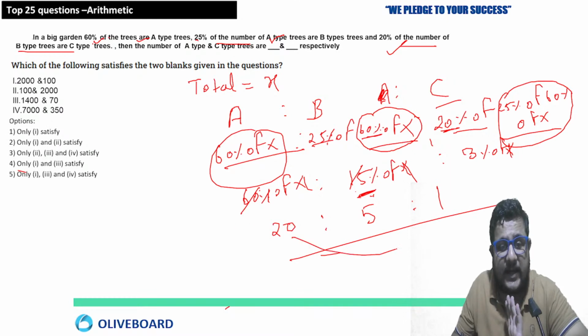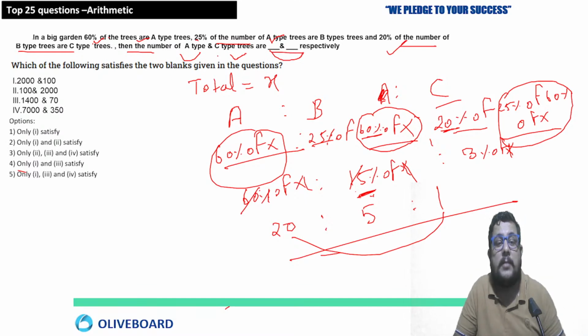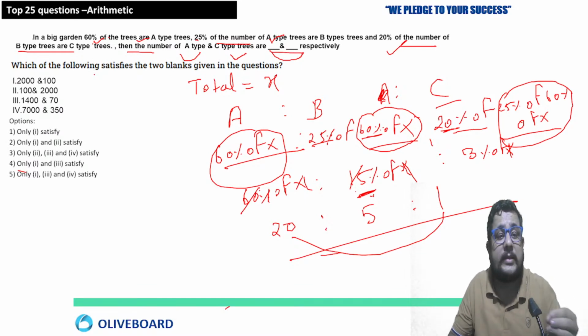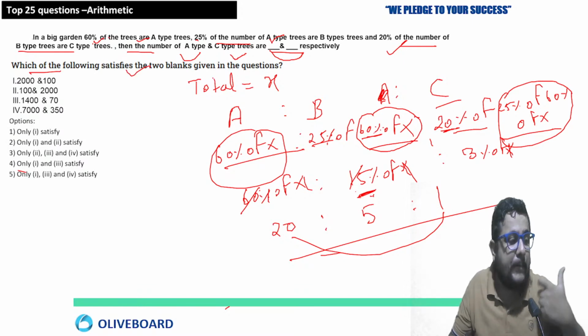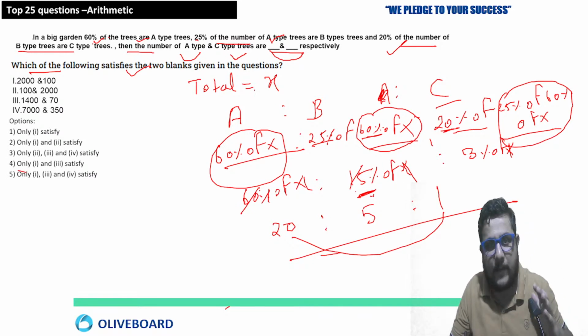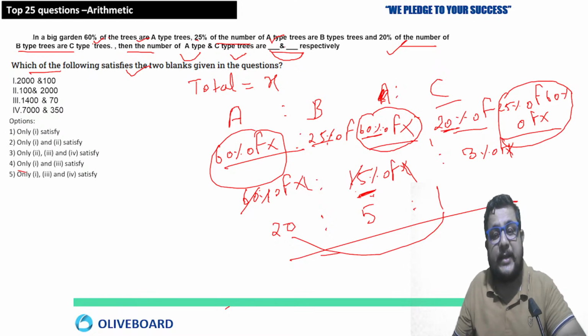Okay. So 20 ratio 1 is the ratio of A and C. Now they are talking about what? The number of A type and C type trees. So we need to calculate their numbers. If we know the ratio, then we can see which of the following satisfy the two blanks. There can be many values which can satisfy this condition. Are you getting my point now? So that's what I'm saying here.